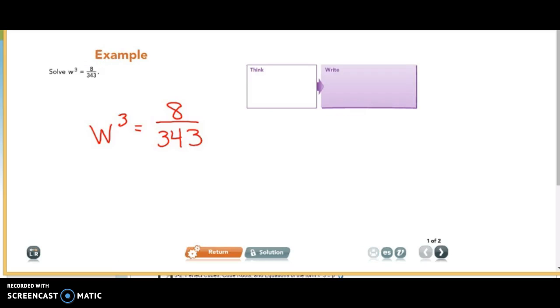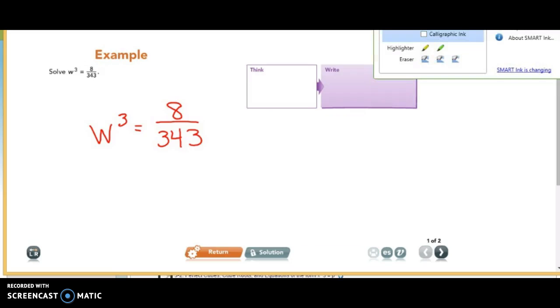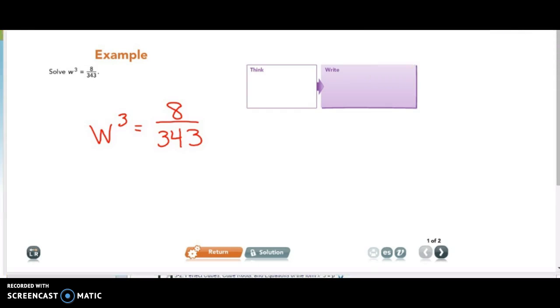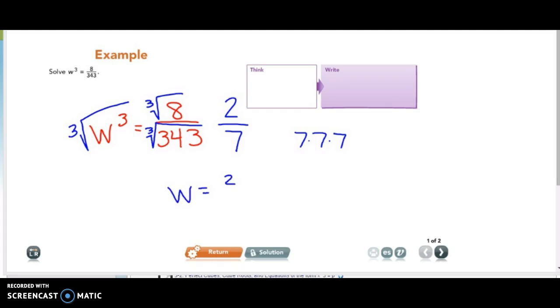Okay, this example is going to be the same as when we would square root something yesterday. So here I'm going to cube root it because it's to the third power. I'm going to cube root the top and I'm going to cube root the bottom. So 8 cube rooted is 2. And 343 cube rooted is going to be 7, because 7 times 7 is 49. 49 times 7 is going to be 343. So W is going to equal 2/7.